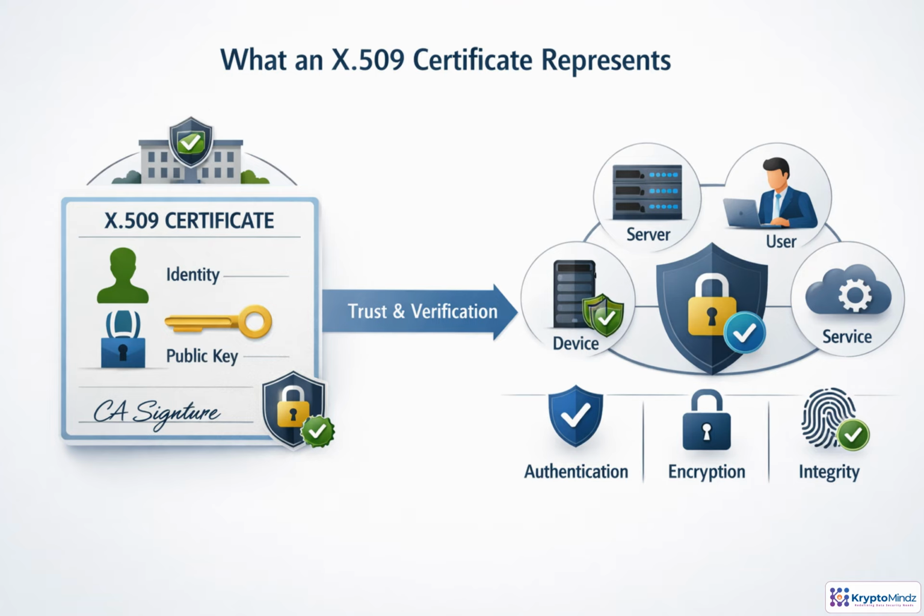An X.509 certificate is like a digital ID card for cryptography. It states, this public key belongs to this specific subject, whether that's a server, user, device, or service. A certificate authority vouches for that claim by signing the certificate and defines when it's valid and how it can be used. Applications then rely on the certificate to authenticate who they're talking to, encrypt data, and verify that nothing was tampered with.